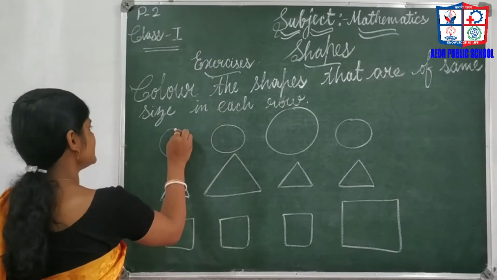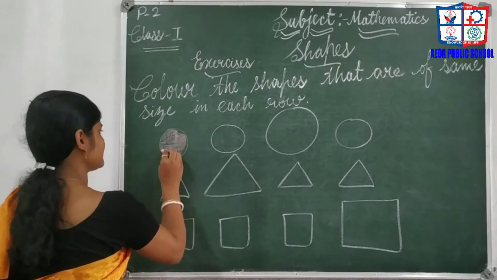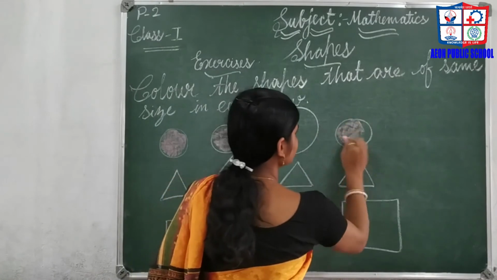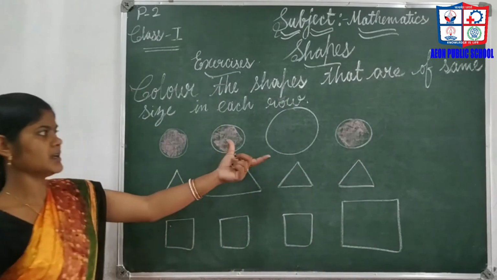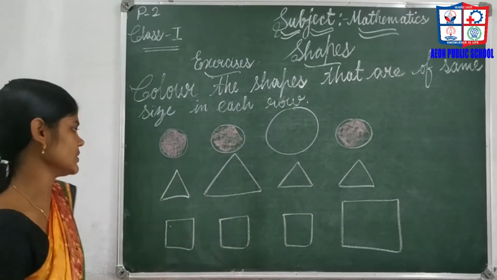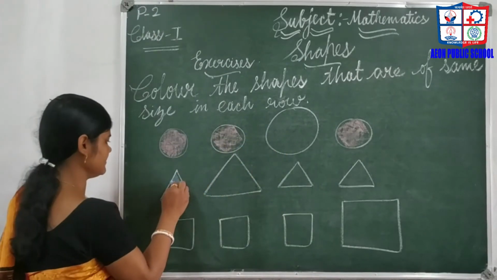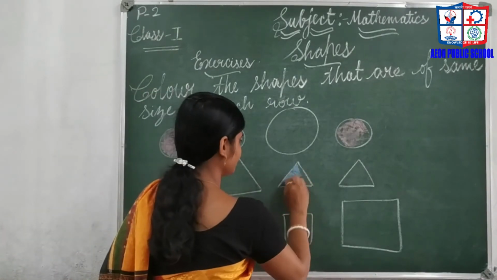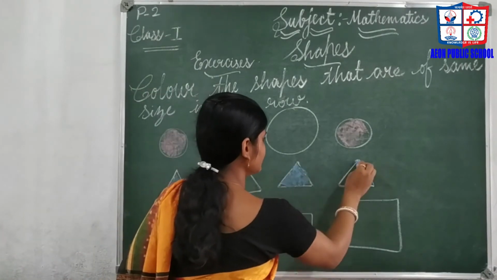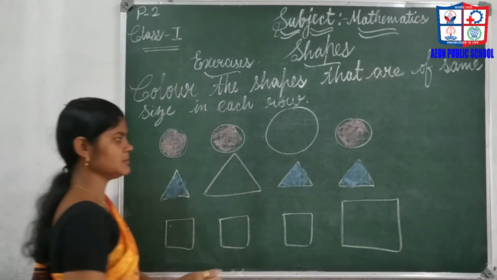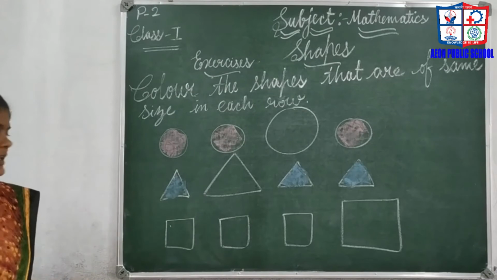Color the shape. This circle is equal to this one. This is equal to this one. So these 3 are equal, that's why we are doing it. This is not equal, that's why we are leaving that. In the next one, triangle. This triangle is equal to this one and this one. So this is different, that's why we are leaving it.